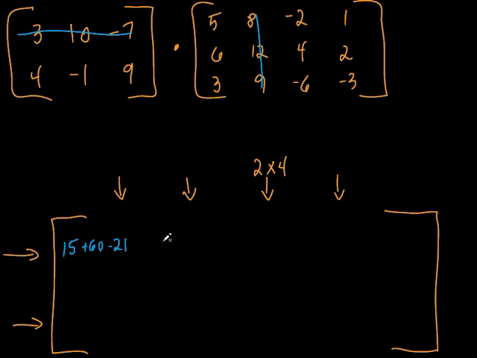So what are you going to get here? 3 times 8, threes are, what, 24. And then 10 times 12 is 120. And then you've got negative 7 times 9, which is negative 63. Just check my arithmetic, make sure I'm doing it right. See what I'm doing? I'm doing the first one, then the second one, then the third one.